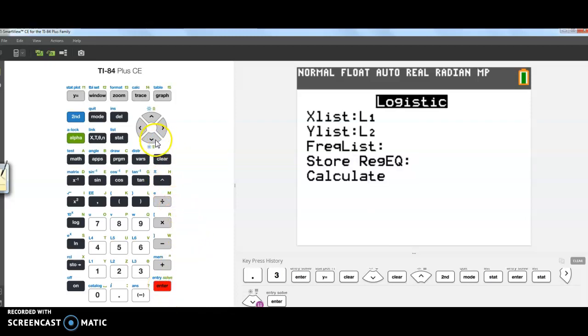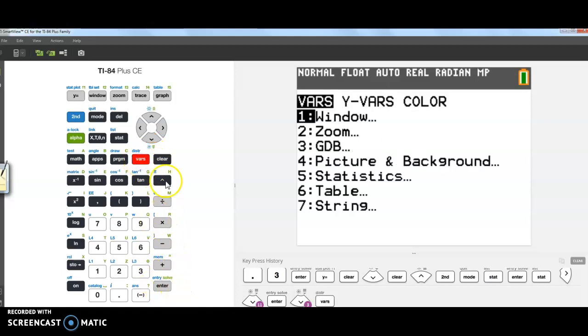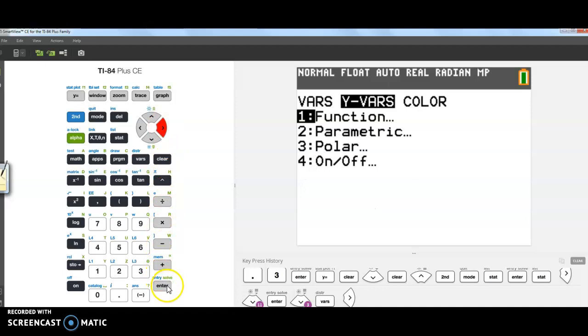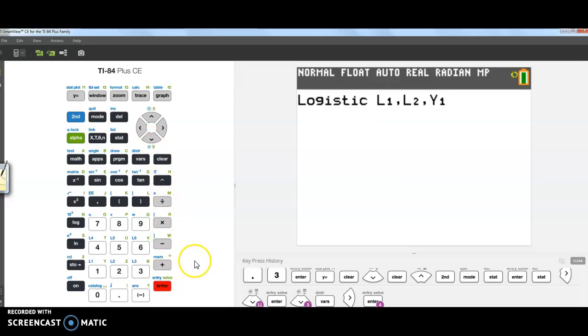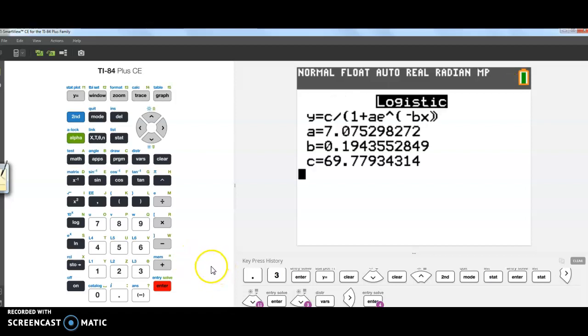I do want to store this equation so that I can do different graphing things with it. So at Store Regression, I'll hit the vars button, arrow over to yvars, choose Function, and choose y1. Enter a couple more times, and keep in mind that this always takes a minute for your calculator to do, even here on the computer. So they have my formula. The 69.78 is the top number, which is the limiting value. The A value is filled in here, and the B value is part of the exponent.